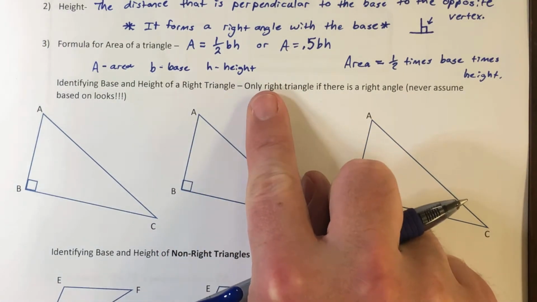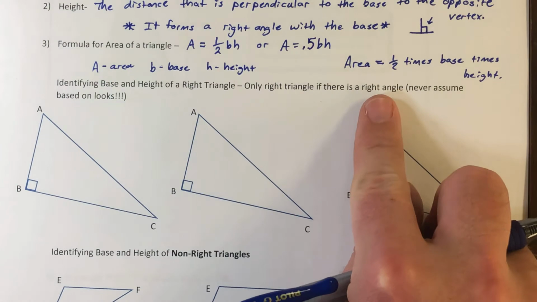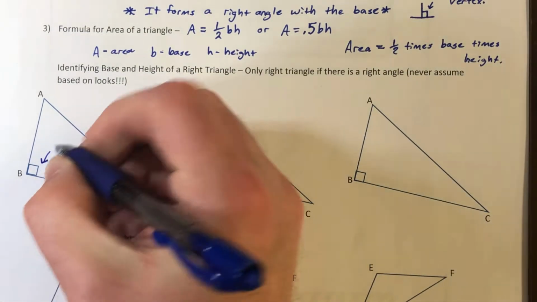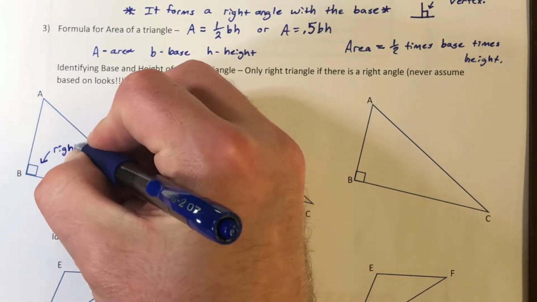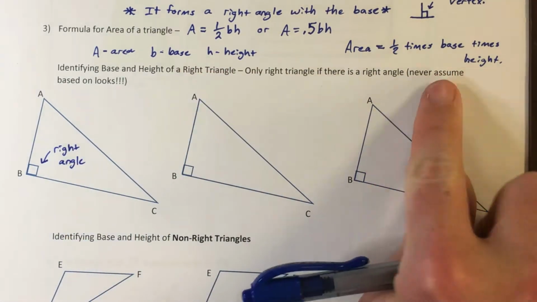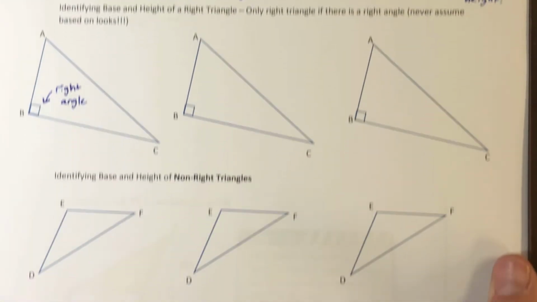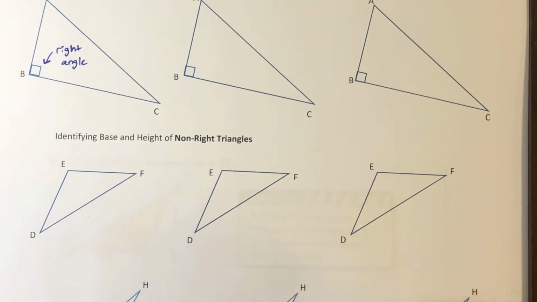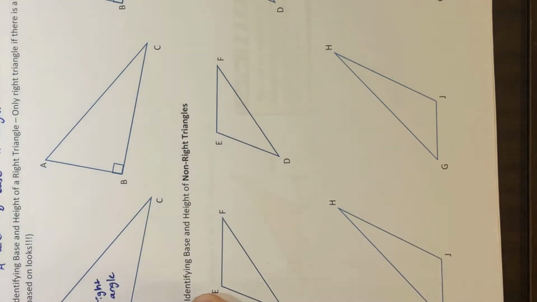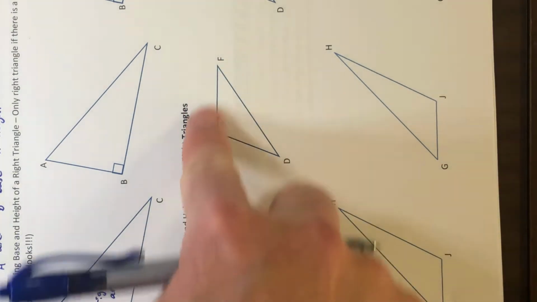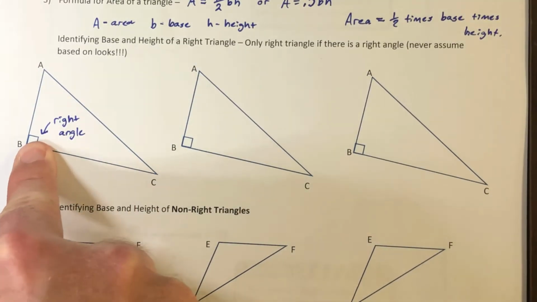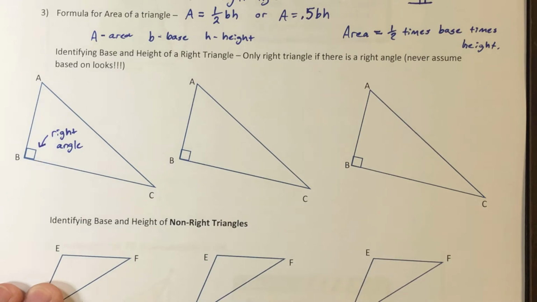It is only a right triangle if there is a right angle. So if you see this marking right here, you have yourself a right angle. If you don't see that symbol, you don't have a right angle. Never assume that it is a right angle. For example, I could look at this triangle. That looks like it almost could be a right angle a little bit, but it's not. It's actually an obtuse angle. Don't assume based on looks. So you have to see one of those, or it's not a right angle.